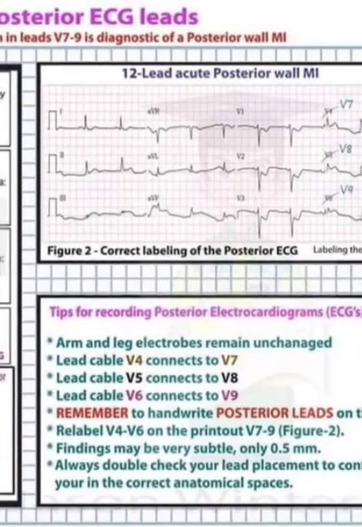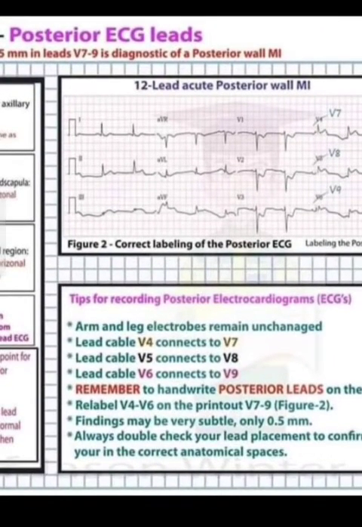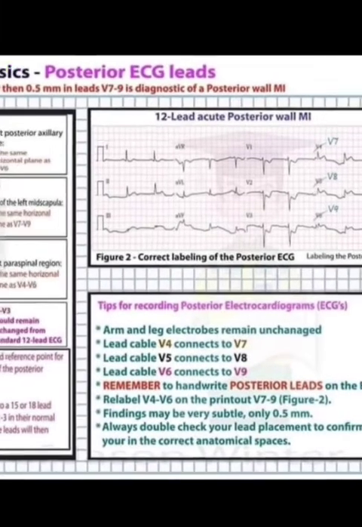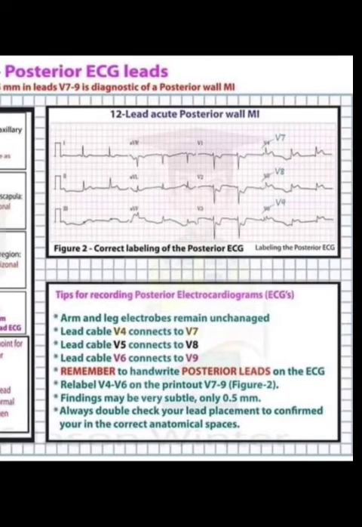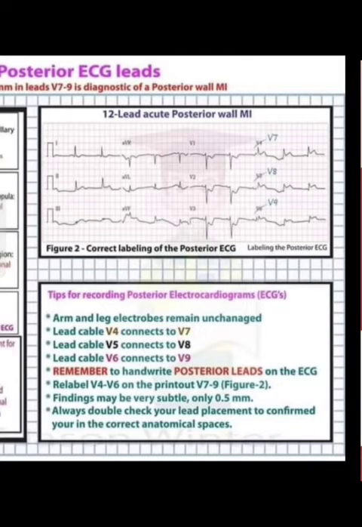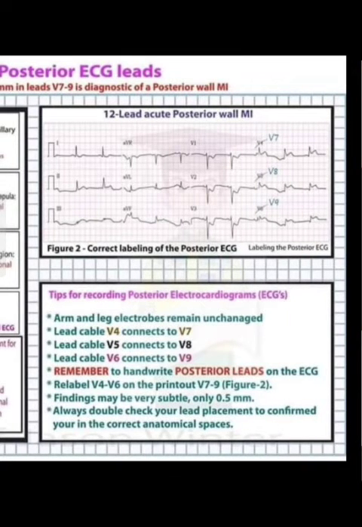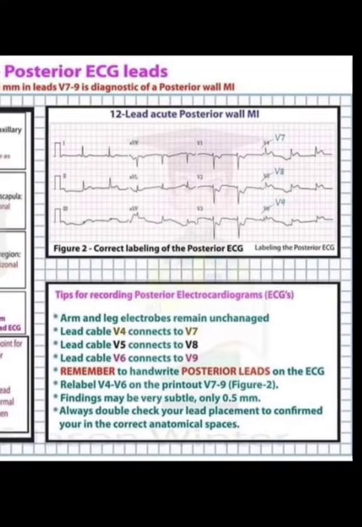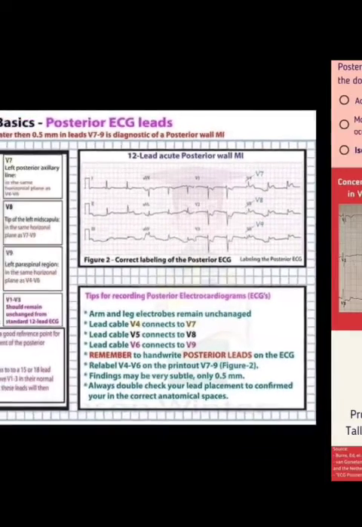So there are some tips for recording a posterior ECG. Arm and leg electrodes remain unchanged. V4 connects to V7, V5 to V8, V6 to V9. Remember to handwrite the posterior leads on the ECG paper. Relabel V4 to V6 as V7 to V9. Findings may be very subtle, that is only 0.5 mm. Always double check lead placement to confirm the correct anatomical space.